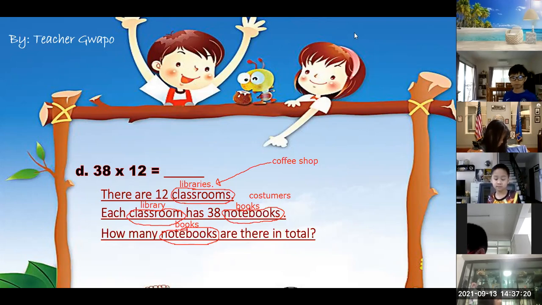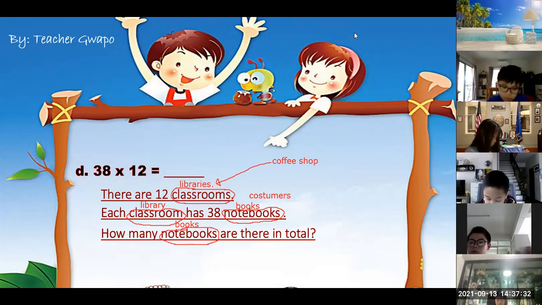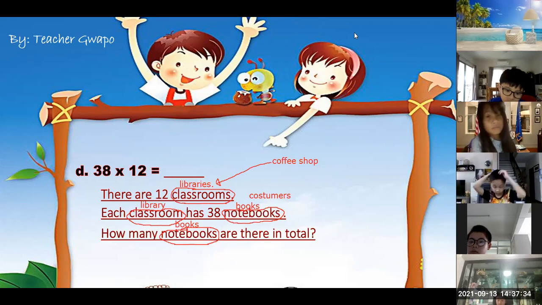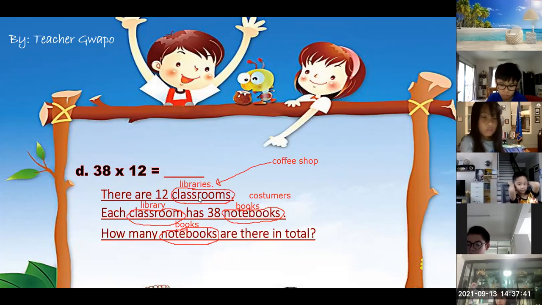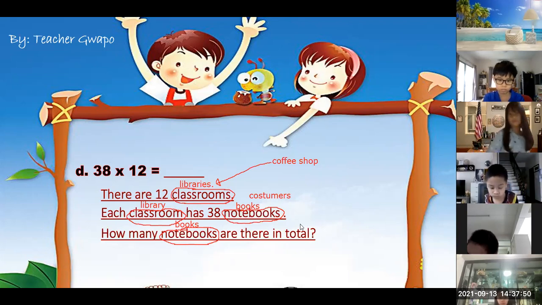Thank you. There are 12 computer rooms. Each computer room has 38 computers. How many computers are there in total? Very good. So instead of classroom, Ion used computer rooms, and instead of notebooks, she used computers. Very good, Ion. Wow, amazing. Who else?